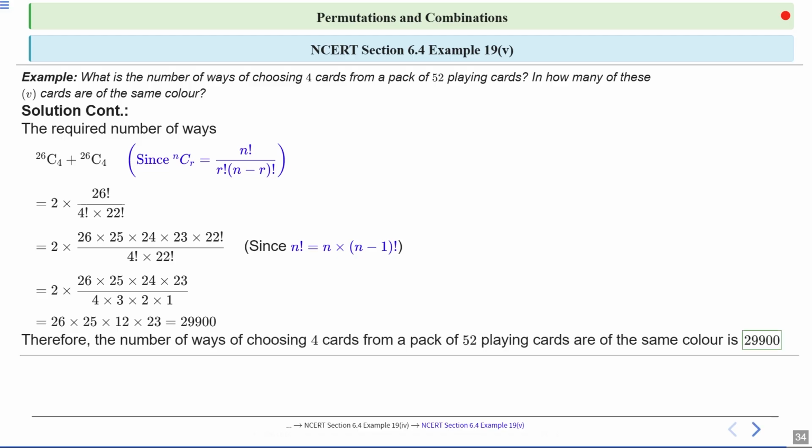So therefore, the number of ways of choosing 4 cards from a pack of 52 playing cards that are of the same color is 29,900. I hope it's clear to all of you.